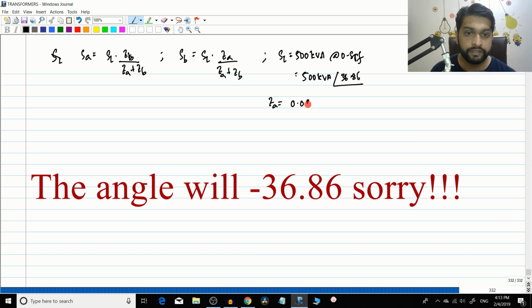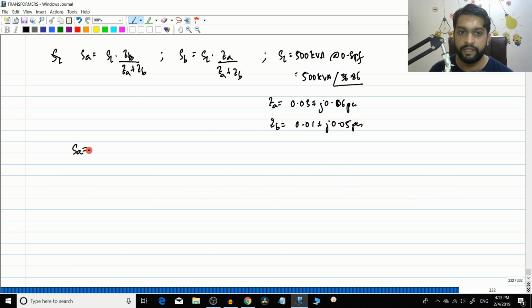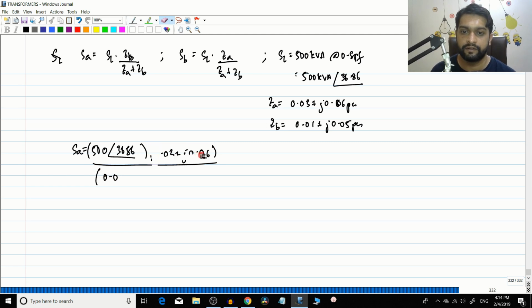The ZA value was equal to 0.03 plus J 0.06 PU. We just recalculated it. And ZB value was 0.01 plus J 0.05 PU. So you can substitute these values here. SA will be equal to 500 kVA. Because it's a vector problem, you can put the angles also here. So it will be 36.86 multiplied by, on the top, for SA it will be ZB.